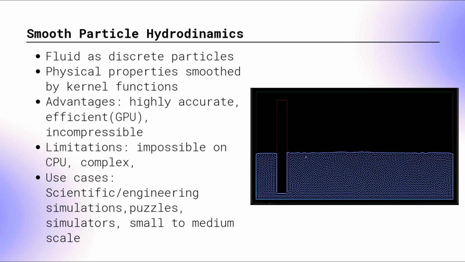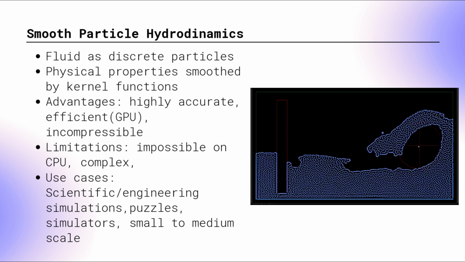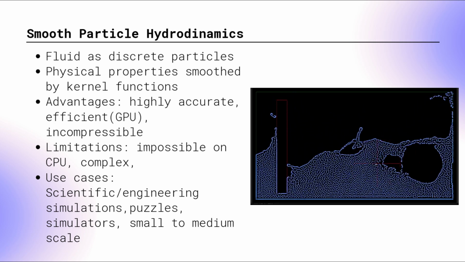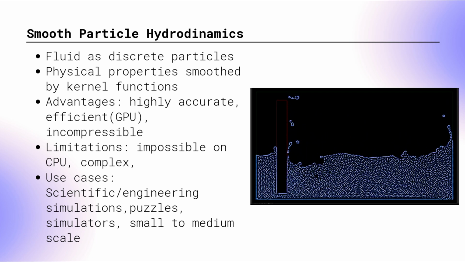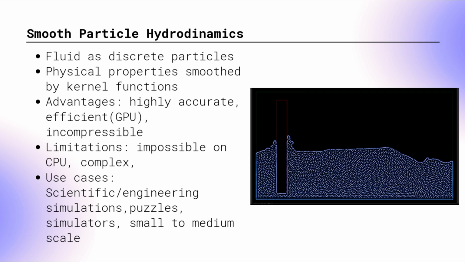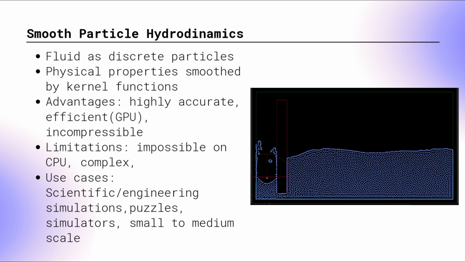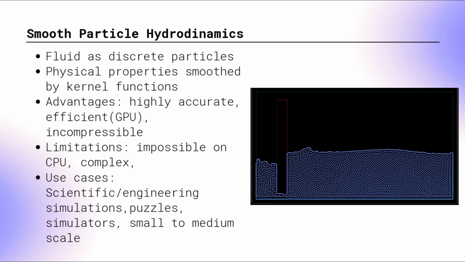However, it's difficult to implement fast, as it requires advanced physics, compute shaders, and complex algorithms. If you need an accurate and efficient water simulation, smoothed particle hydrodynamics is an excellent choice. It is commonly used in simulators, scientific applications, and small to medium scale games.